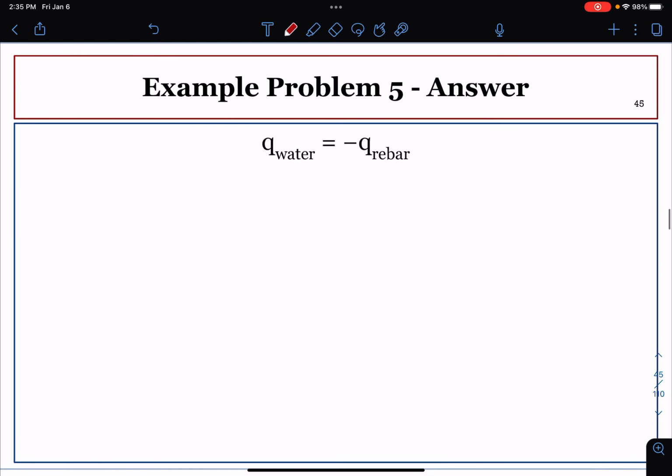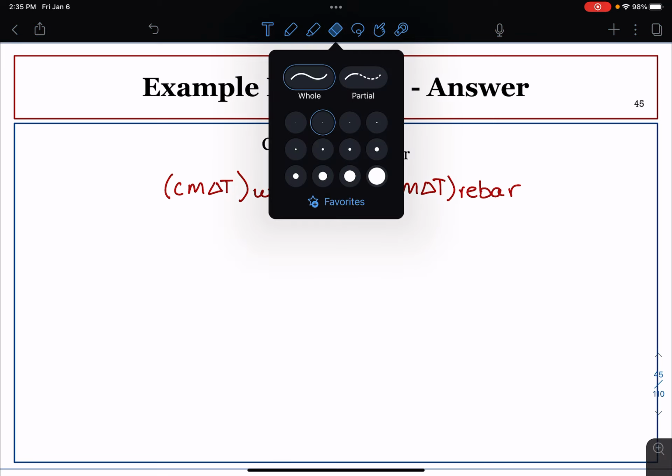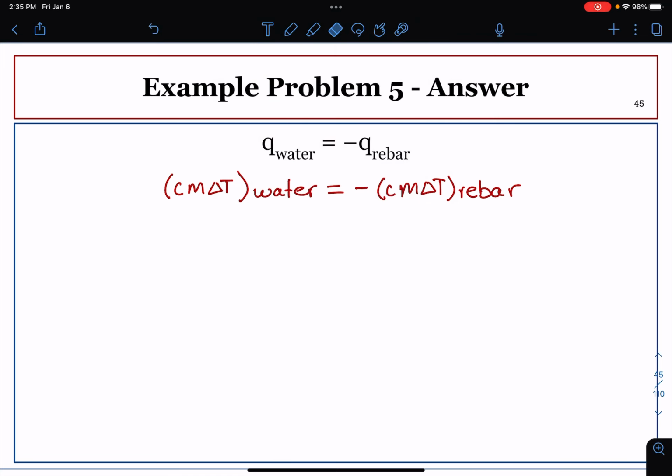We know that Q is the variable for heat, and it is the equation Cm delta T. So we have Cm delta T for water, and that is equal and opposite to Cm delta T for the rebar. Now, if we plug in all of the numbers that we know for this, we can then solve it, and it becomes an algebra problem.